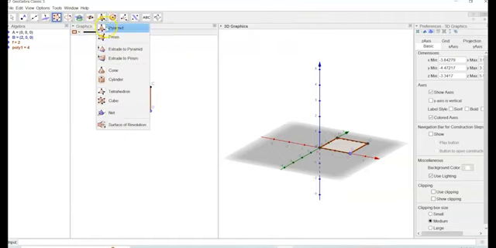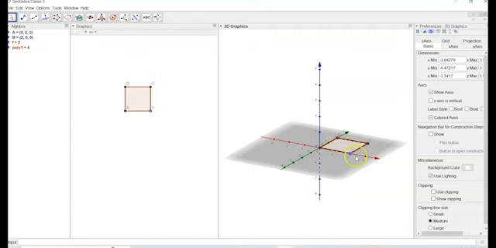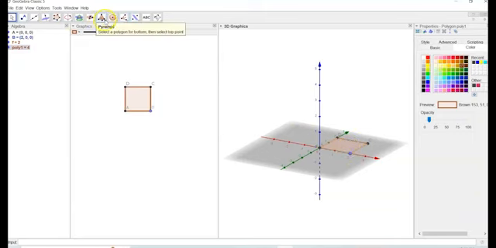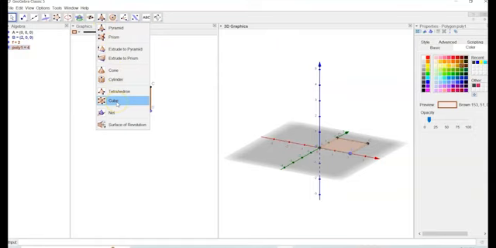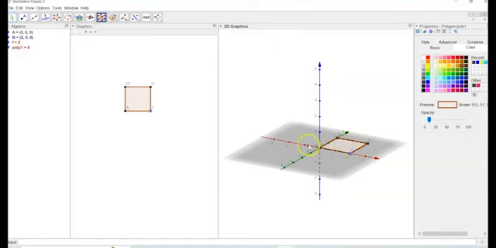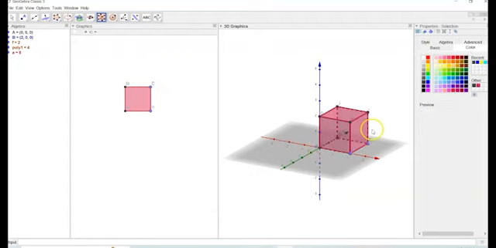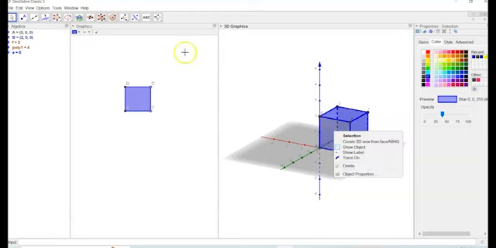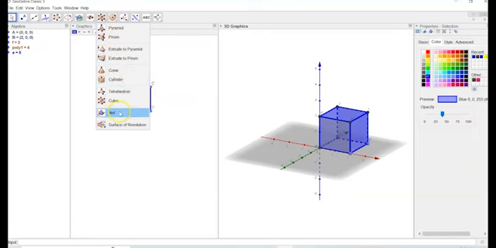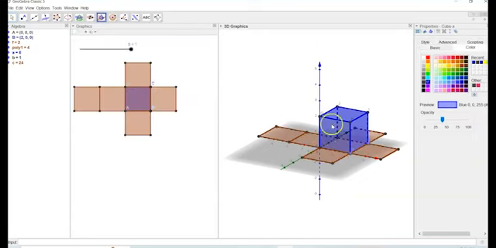And now we will choose, so why don't we do this? Let's select a cube and choose those points. There's our cube. Let's go with a blue. So once you have that, now let's create a net for this figure. There's our net.